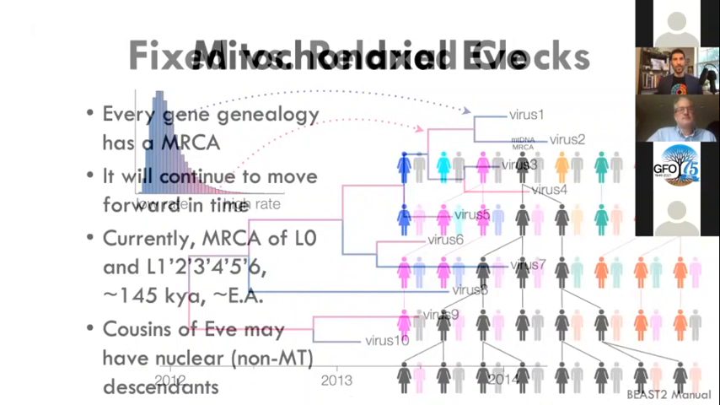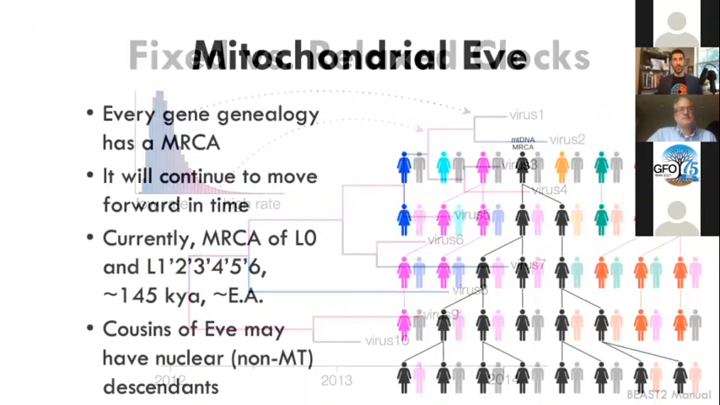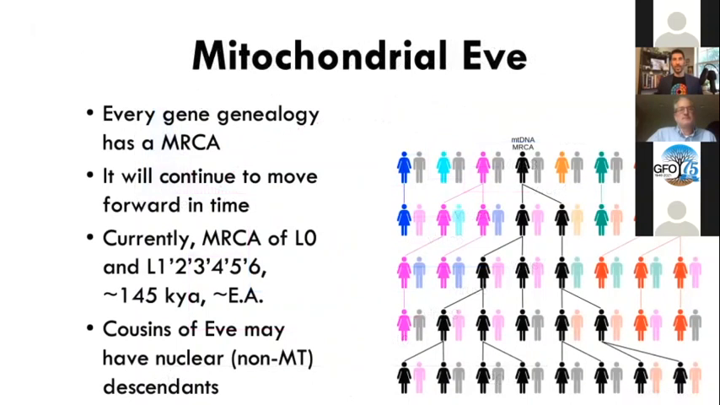Mitochondrial Eve is simply the ancestor to all extant mitochondrial sequences today. But of course, mitochondrial Eve will change over time as the tree changes and lineages go extinct. It'll be a new Eve more recently in time as we move forward. So it's just sort of a fact of there being one ancestor to everyone who's still alive today, every mitochondrial sequence that's still around today.